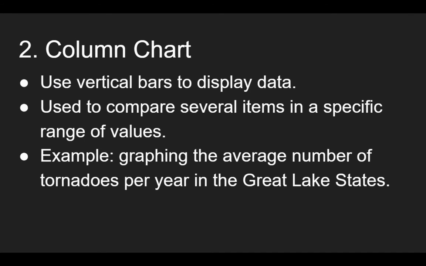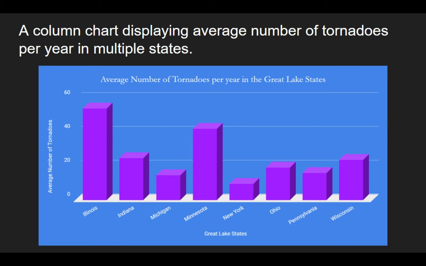The second type of chart is a column chart. This uses vertical bars to display data. It's used to compare several items in a specific range of values. An example would be graphing the average number of tornadoes per year in the Great Lakes states. So on this graph, you'll notice we have graphed the average number of tornadoes per year in the Great Lakes states. And those are each state that touches a Great Lake.